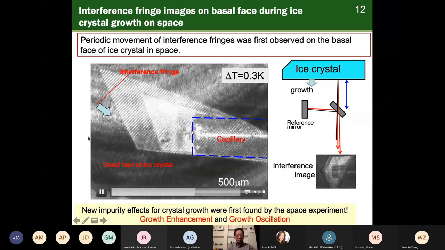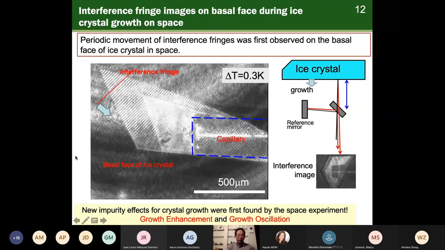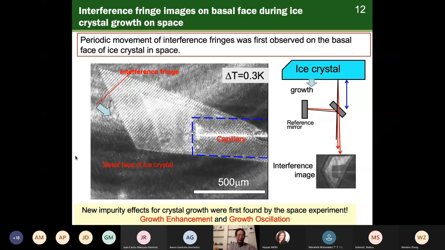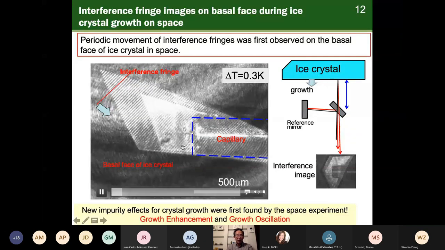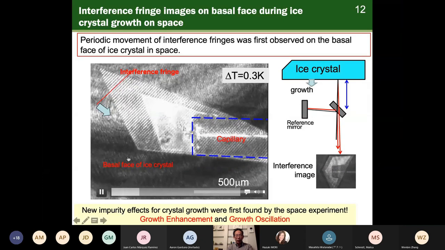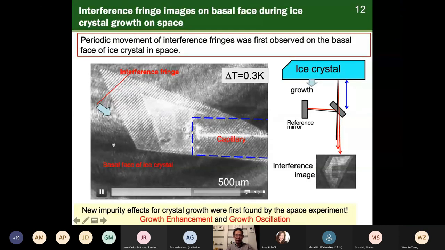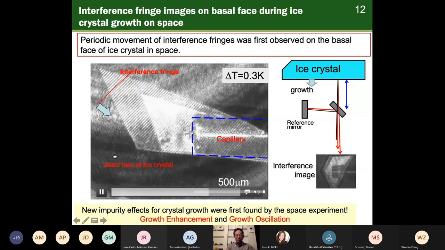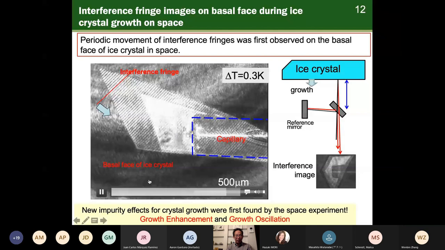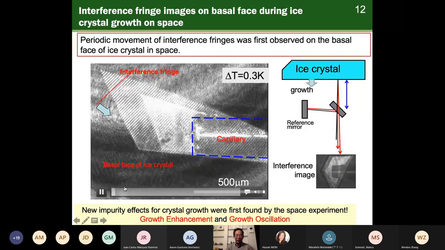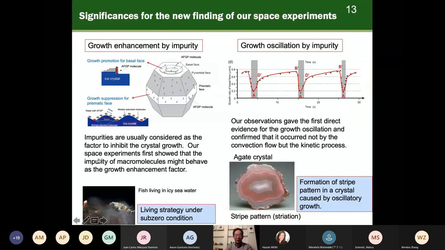And these lines show the interference fringes obtained from a reflection of a growing interface. You can see that these interference fringes are moving in this direction. So it means this interface is growing in the normal direction of the interface. Analyzing these interference fringes, we could obtain the growth rates very precisely. We also obtained many data like this, and using this data we could obtain a very good result.